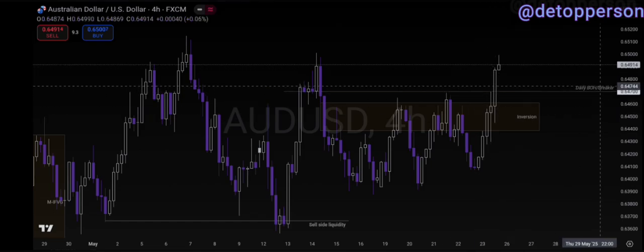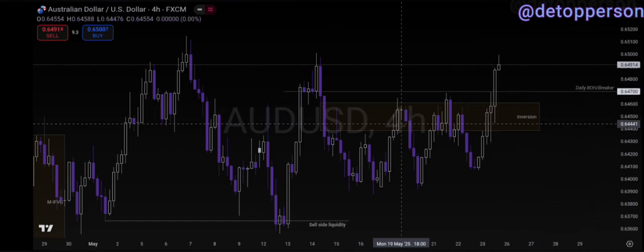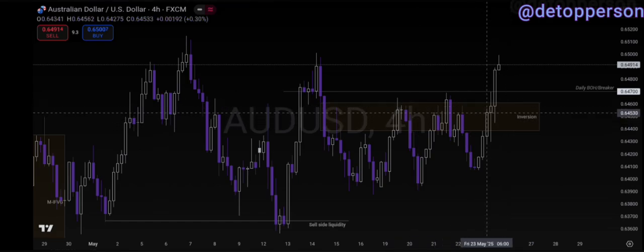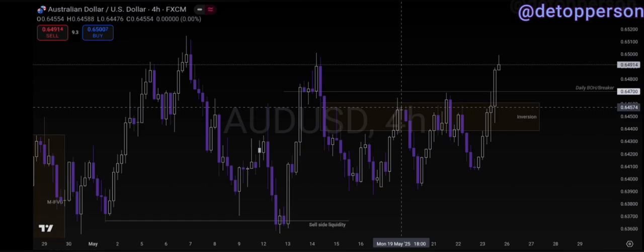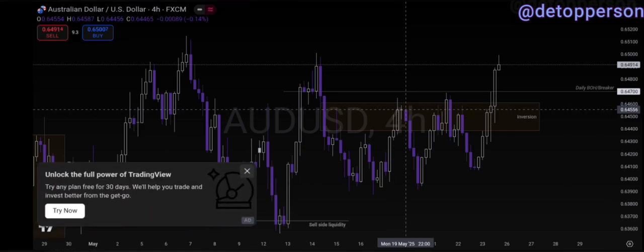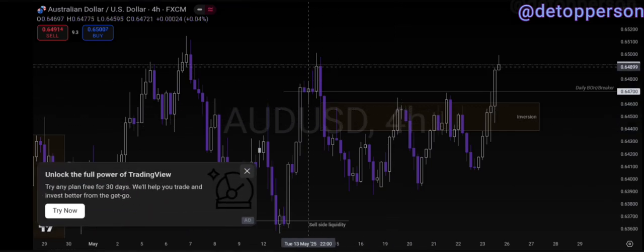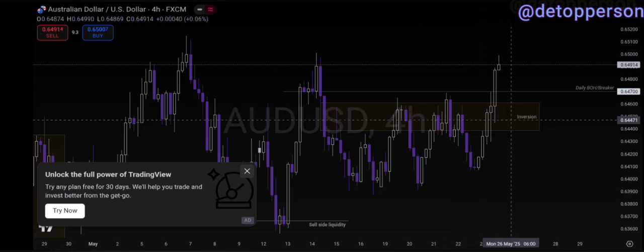It automatically becomes a breaker, and this was the 4 hour fair value gap that was inversed. You can see our price has been rejecting off from this zone right here, and probably catching out or stopping out a lot of buyers who were not patient enough to wait for this high right here, or for this fair value gap to be inverse.